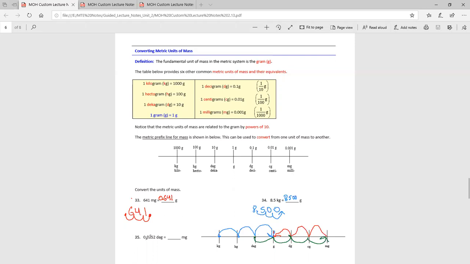We'll do the same thing to this decimal. For the 0.0052, we go right 1, 2, 3, 4 times. And the zeros in front are no longer needed because that's a whole number. So this is just 52 milligrams.